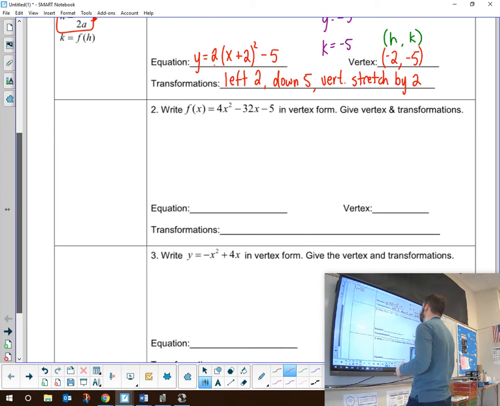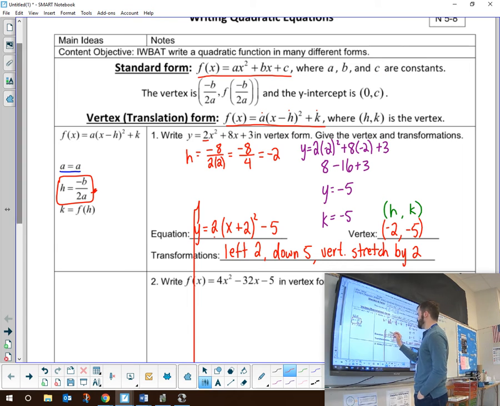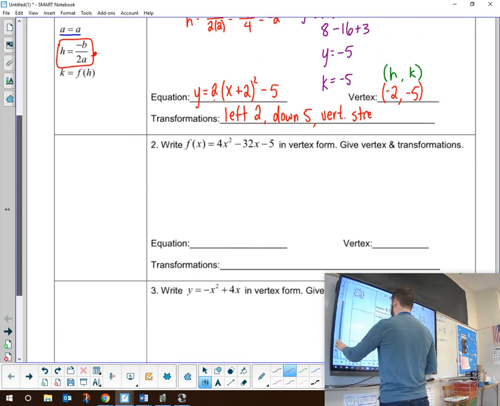Okay, so number 2, we're doing the same exact thing. First, let's write out our little equation, y equals. Hate it when that happens. Really don't know why it does that.